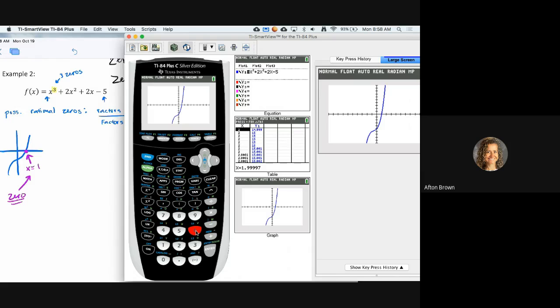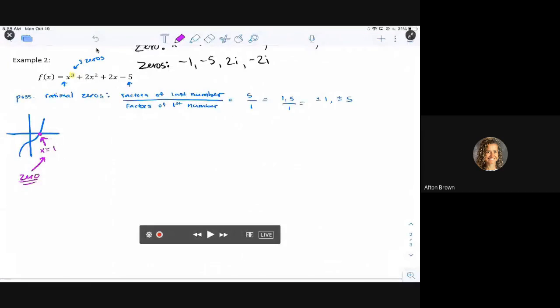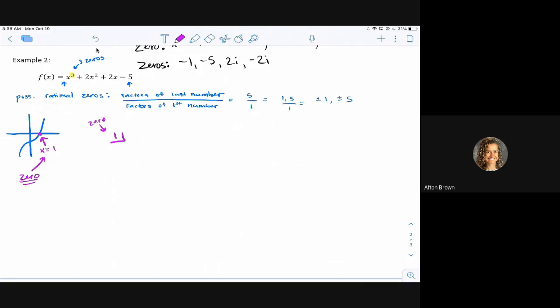Once you have a 0, either by using your calculator or they tell you, then we're going to do synthetic division if it's a real 0. So if it's a real 0, we put the 0 in the box. And then we list the coefficients. When we list the coefficients, we're listing the 1, 2, 2, -5. So we list all of those numbers.